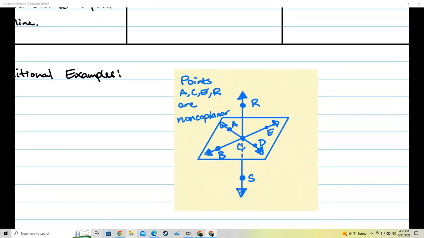All right. We're going to do one more. Points C, D, E, and A are... C, D, E, A. If you notice, these points are all on that sheet, which means they all belong to this plane, which means they are in fact coplanar.